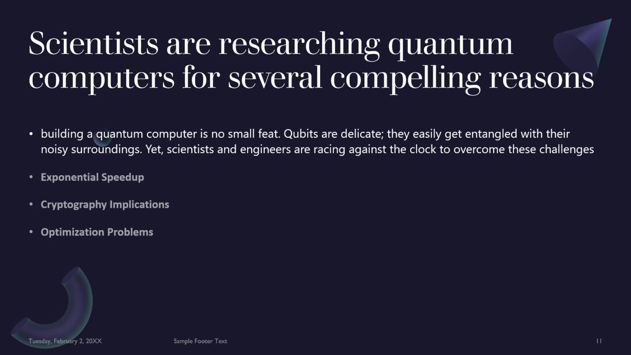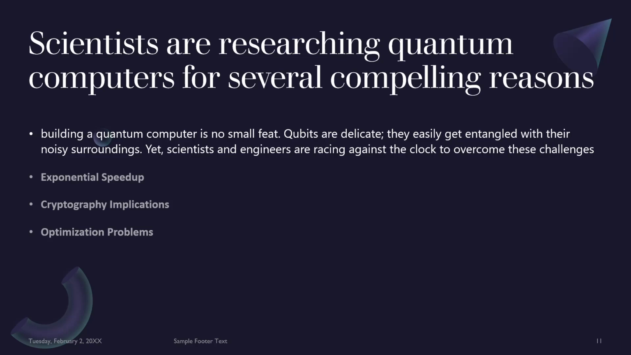And then we can use this for cryptography. Quantum computers could impact the field of cryptography. Shor's algorithm, for example, could efficiently factor large numbers, jeopardizing widely used encryption methods. This has prompted research into quantum-resistant cryptographic techniques.